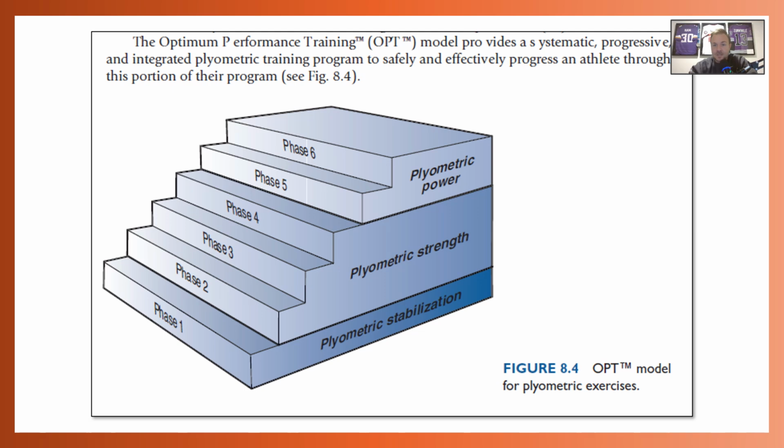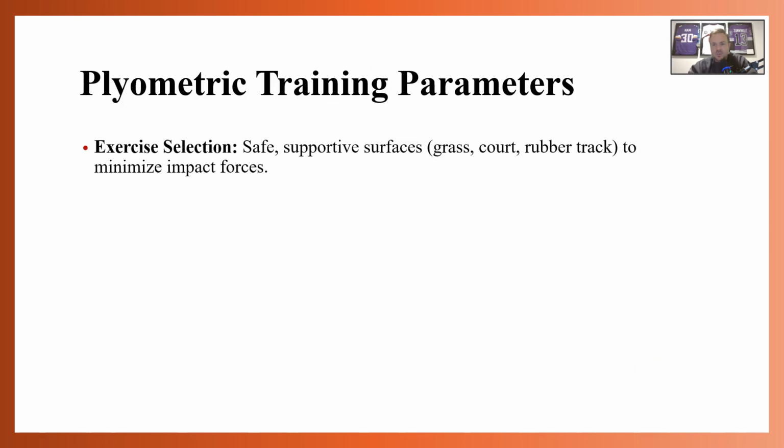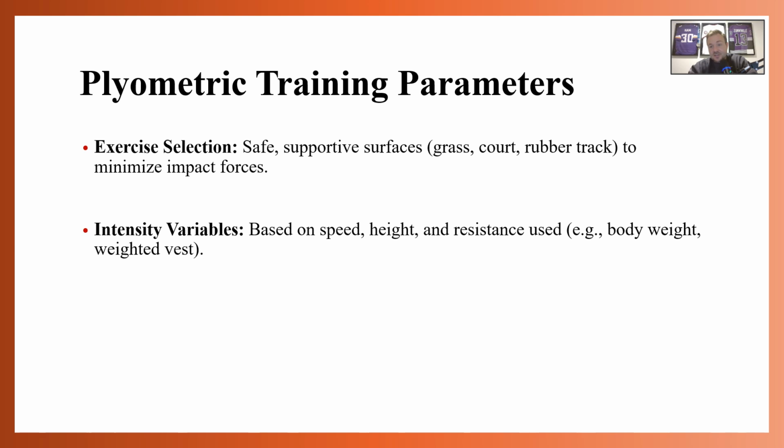It's a pretty obvious statement. What about training parameters? If you're designing training programs, we want to make sure that exercise selection is safe, the person has worked up to whatever load you're trying to get them to do, and they have supportive surfaces to minimize impact forces. In terms of intensity variables, it's based on speed, height, and resistance. Think of those 10 movement variables we've talked about in this course. Can you add load? Can you add distance? Can you add height? Can you add differences in environment, surfaces, etc.? You need to think about those variables.